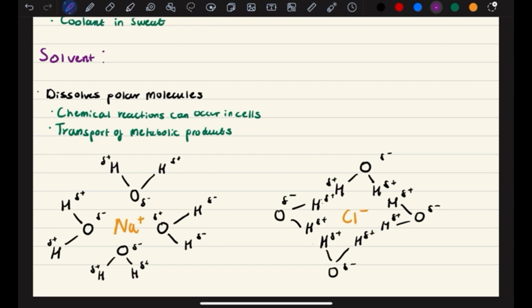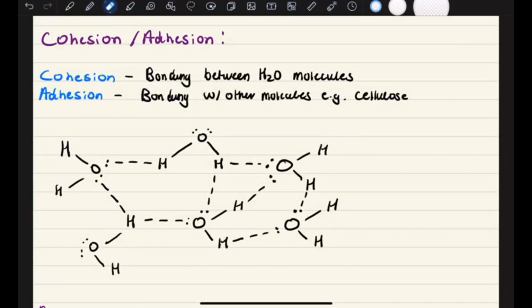Well, it's because it will help you to allow chemical reactions to occur in cells. But also, more importantly, I believe, is that it's going to help you to transport metabolic products. So these polar metabolic products, for example glucose, and again some ions like this as well, if you can dissolve them in water, you can transport them all across your blood plasma, which is made of about 90% water. You can transport all of this in your blood plasma, and it can go to wherever in the body it needs to go. So that's another really, really important function of water.